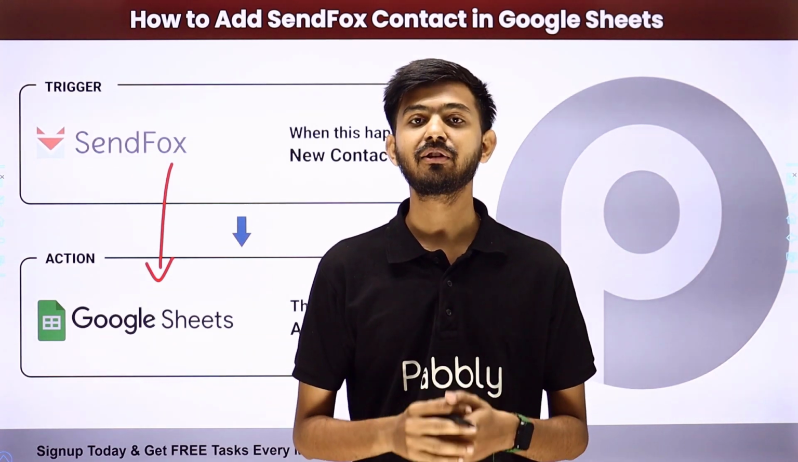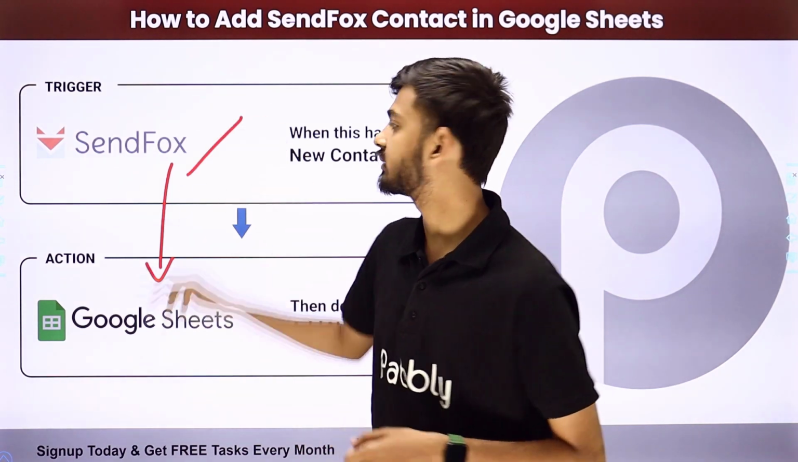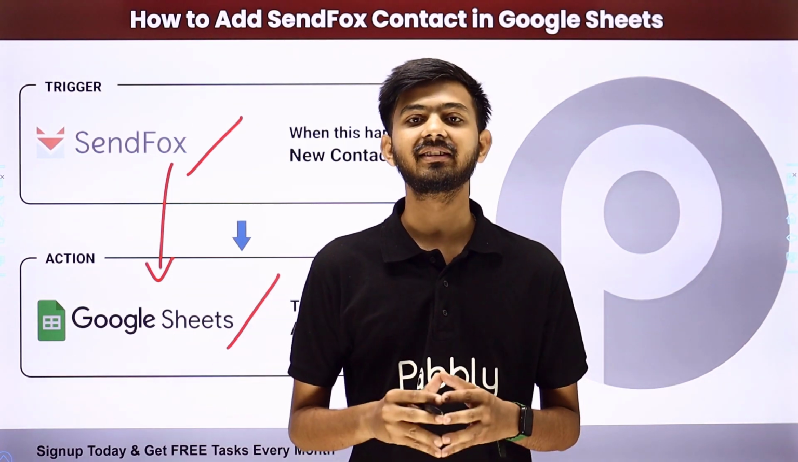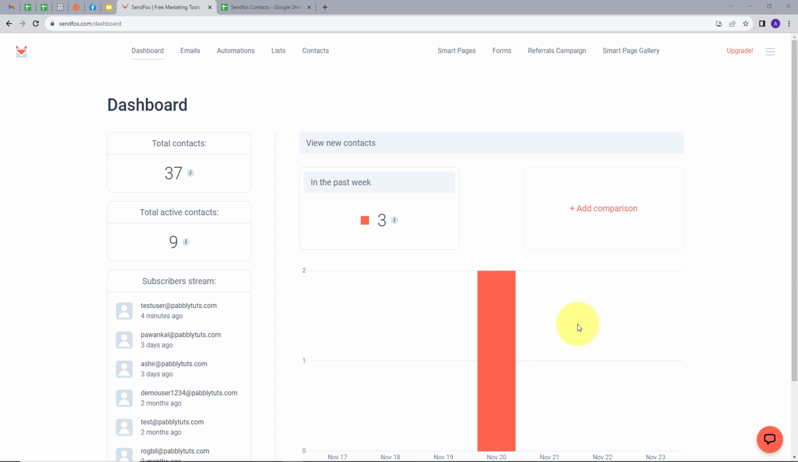In Pabbly Connect, we are going to use trigger and action. In trigger application, we are going to use SendFox. In action application, we are going to use Google Sheets. So how am I going to create this integration? For that, let me take you to my computer screen. I hope all of you can see my computer screen.